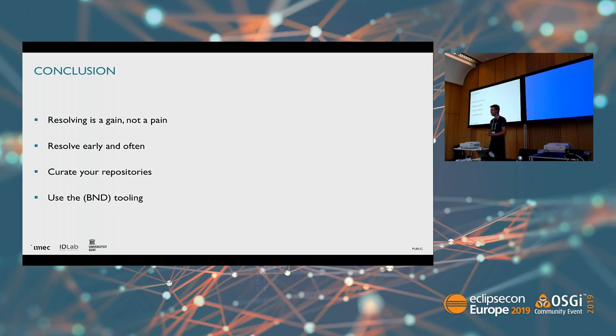And one of the most important things that I stressed less during the talk, but it's really important, is that all the mess comes from your repository. If you have a messy repository with loads of crappy bundles, then resolving will be hell. But if you really curate your repositories and you quality check what goes in, then resolving will be a breeze and everything will go fine.